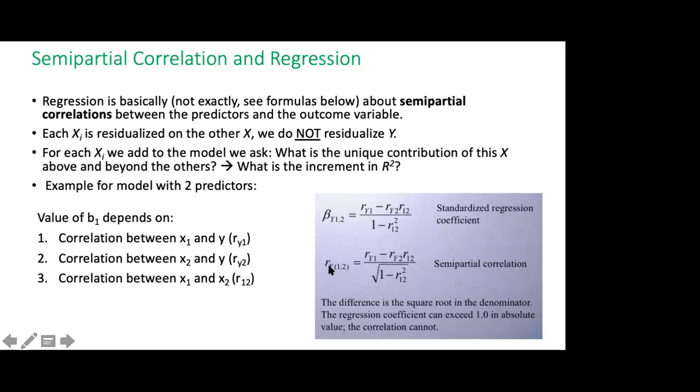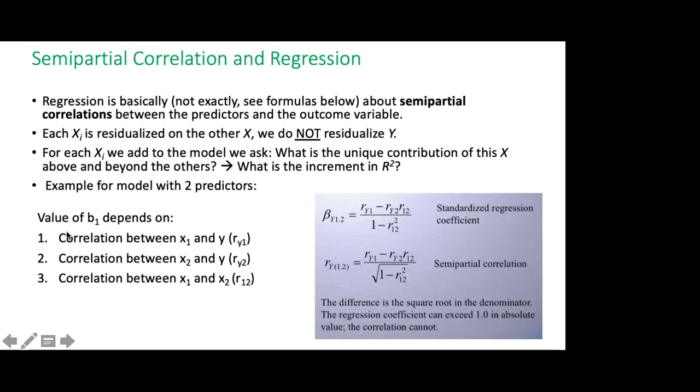So where we have the correlation between y, our outcome variable, and the first predictor, we are basically removing the shared variance of the second predictor from the first one. And you see that these formulas are identical, except that this is the square root of the denominator. So we're taking the square root of the denominator. All right, so that's the regression. That's why the regression coefficient can exceed 1 in absolute value.